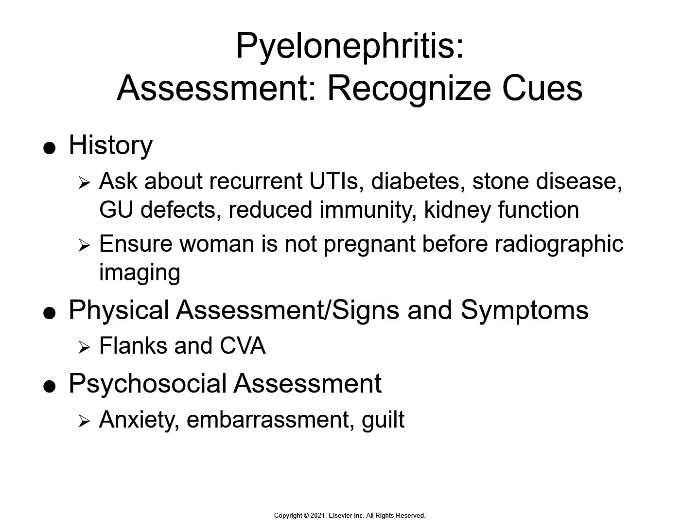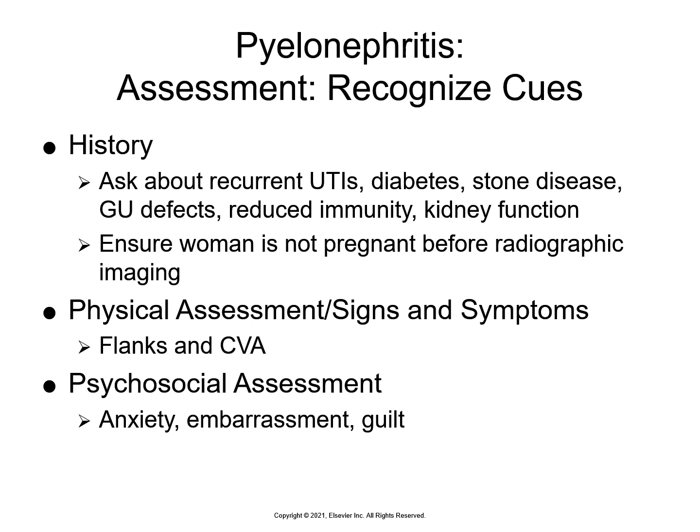Okay, so what are you going to ask your patients? Well, this is part of recognizing cues. And first of all, you're going to do your history. Now, history is awesome for finding cues related to what can be wrong with your patient, especially with renal patients. You want to ask them, do they have recurrent UTIs? Ask them if they have a history of diabetes or kidney stones or any defects of the genitourinary tract.